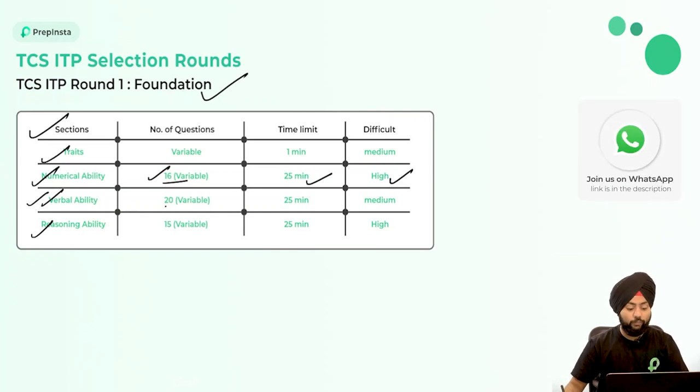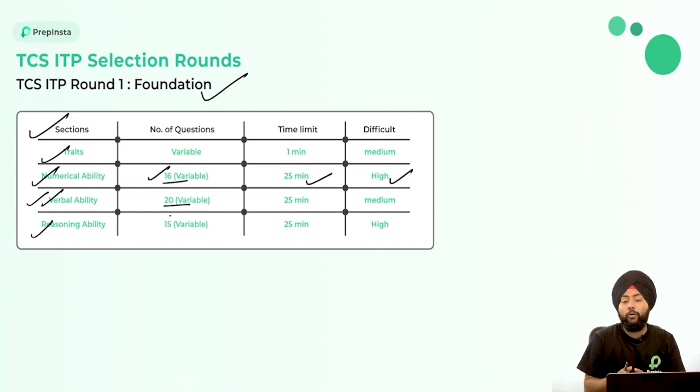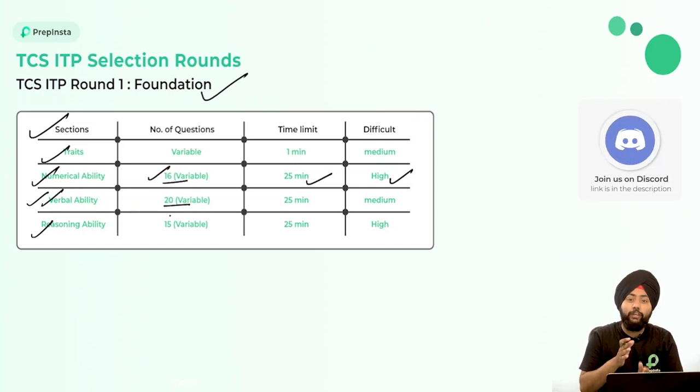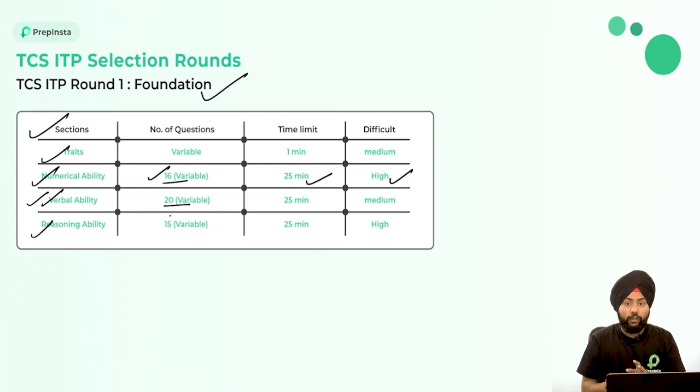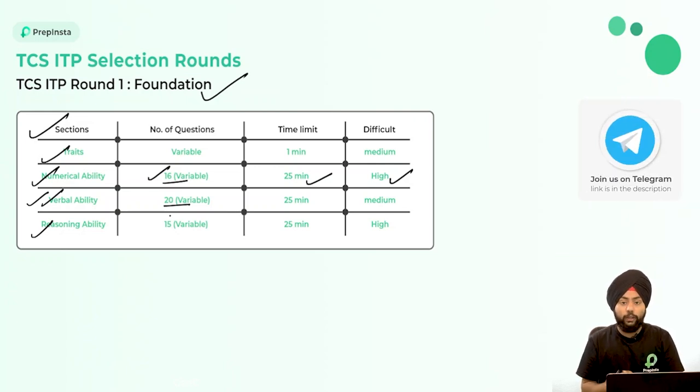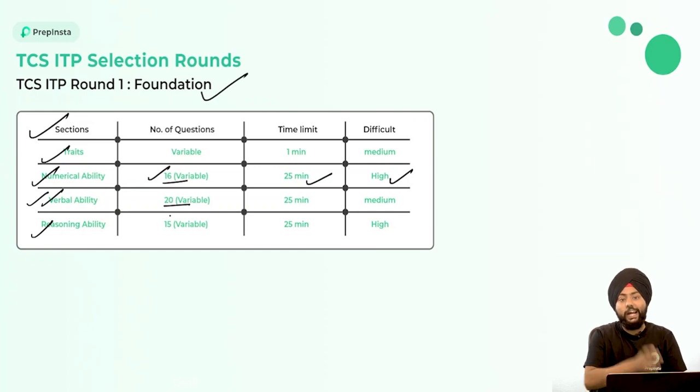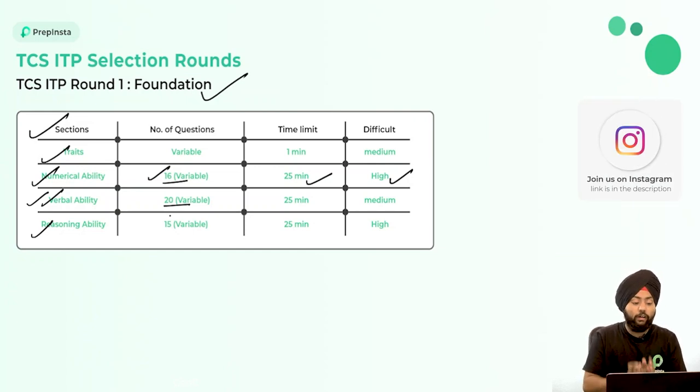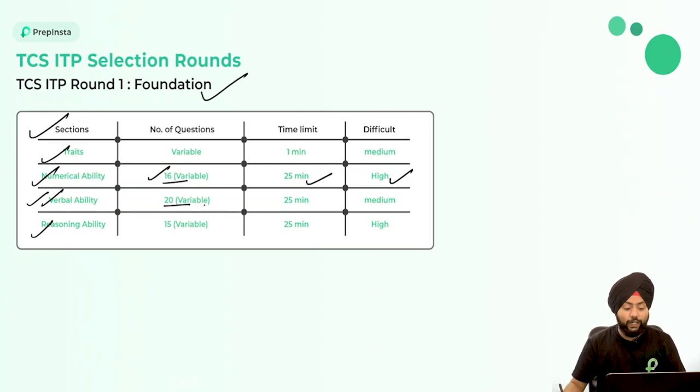Okay, talking about the verbal ability, guys. On verbal ability, there is a possibility they can ask questions very close to 20 in number. They can vary from 18 to 20, but this is the minimum to maximum limit. So I can say 18 to 20 questions will be there in the verbal section. Also, you will get 25 minutes for solving those verbal questions, and the difficulty level will be medium.